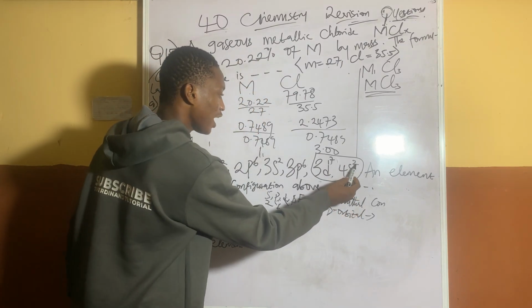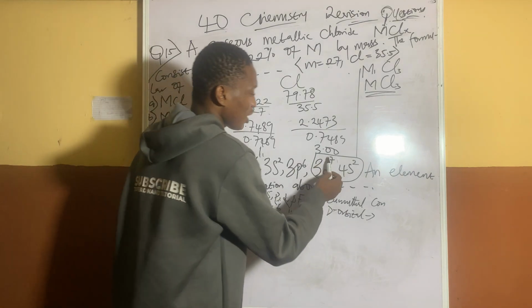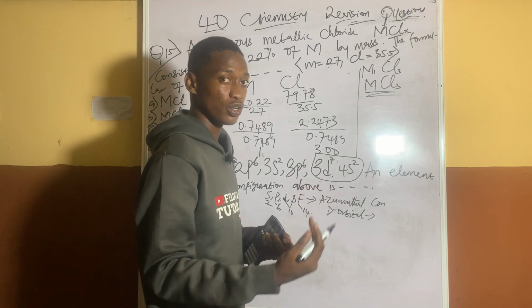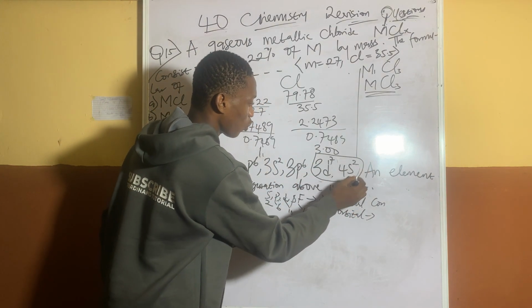If I add these two here, it would have been D9. Are we there now? But we don't have anything like D9 in electronic configuration, in azimuthal configuration, we don't usually add D9. So we say that this particular element is a transition element.